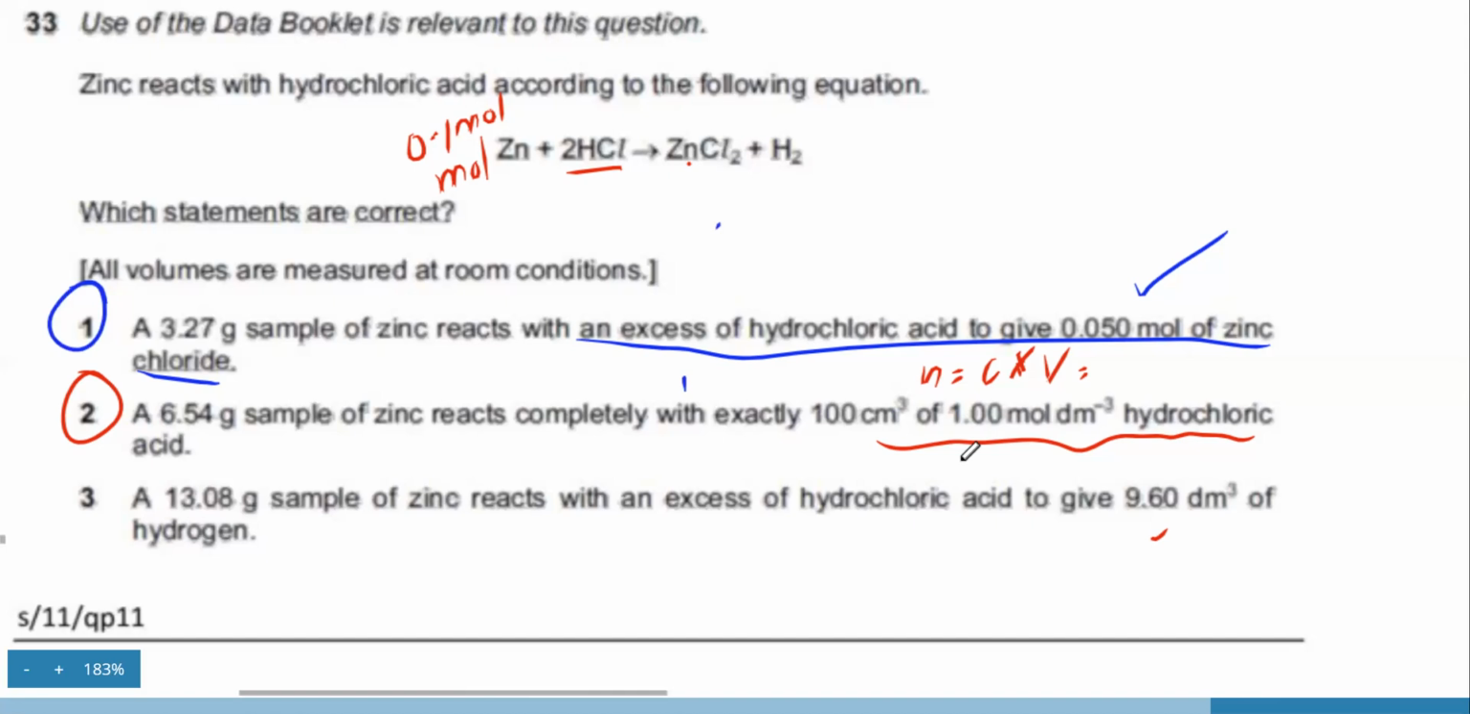Which is not correct because you should be getting 0.2, right? Yeah. That's what you figured out, that it should be 0.2, which means that this is wrong. This statement is incorrect because it's not going to be 0.1 moles. So the second statement is wrong. Can you now also figure out whether the third statement is correct or not? Now you have 13.08 grams of zinc. How many moles is that?